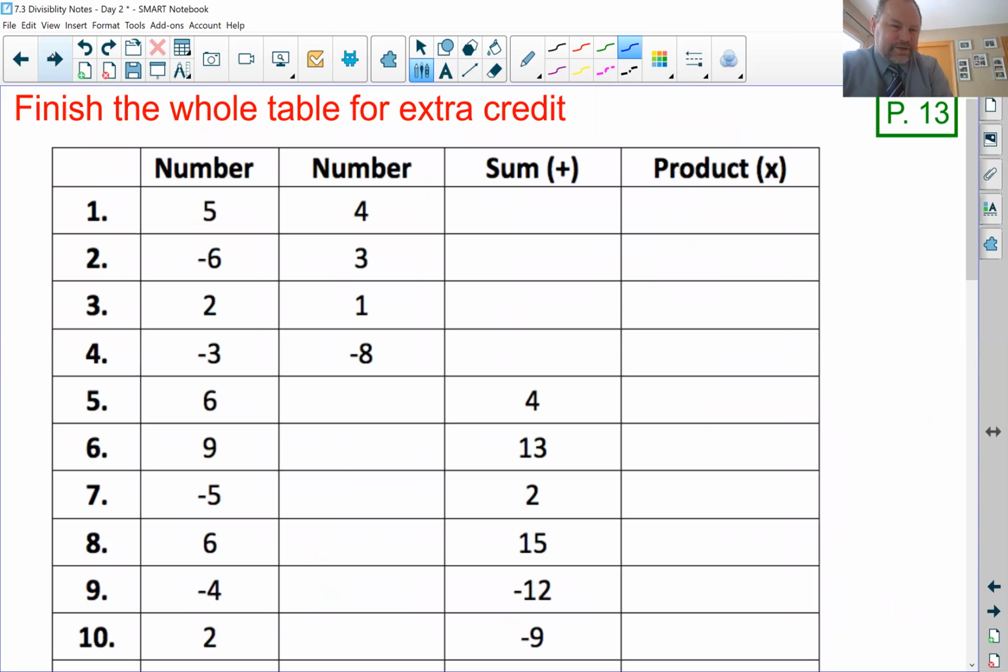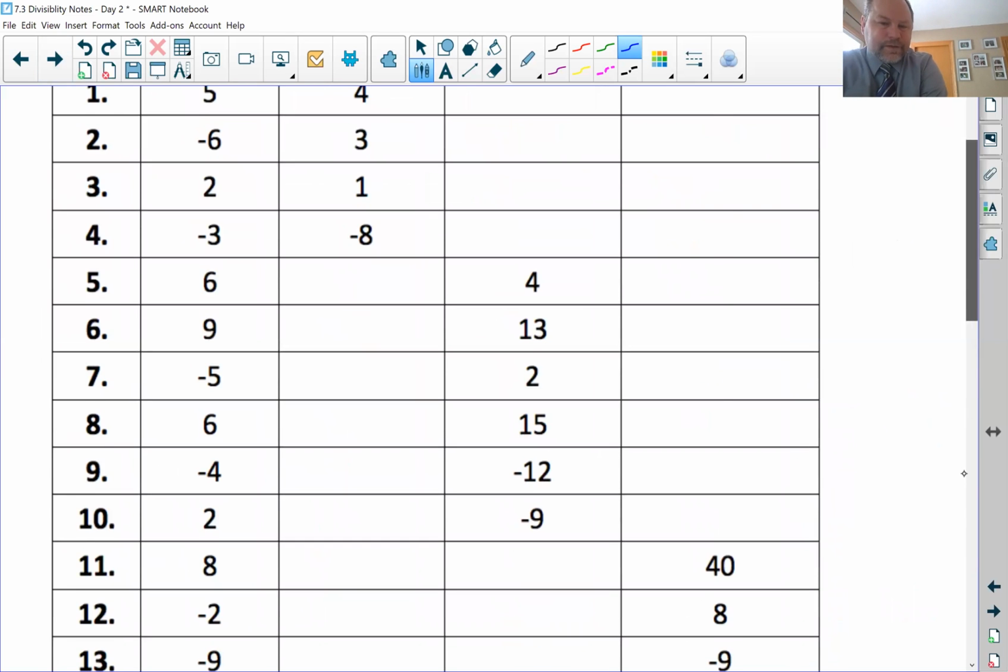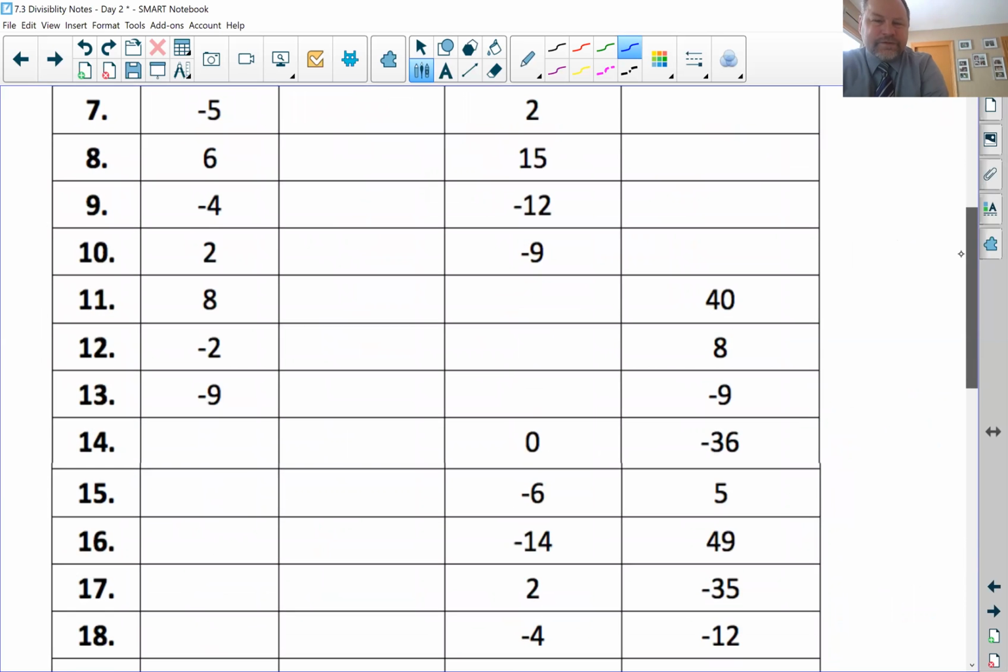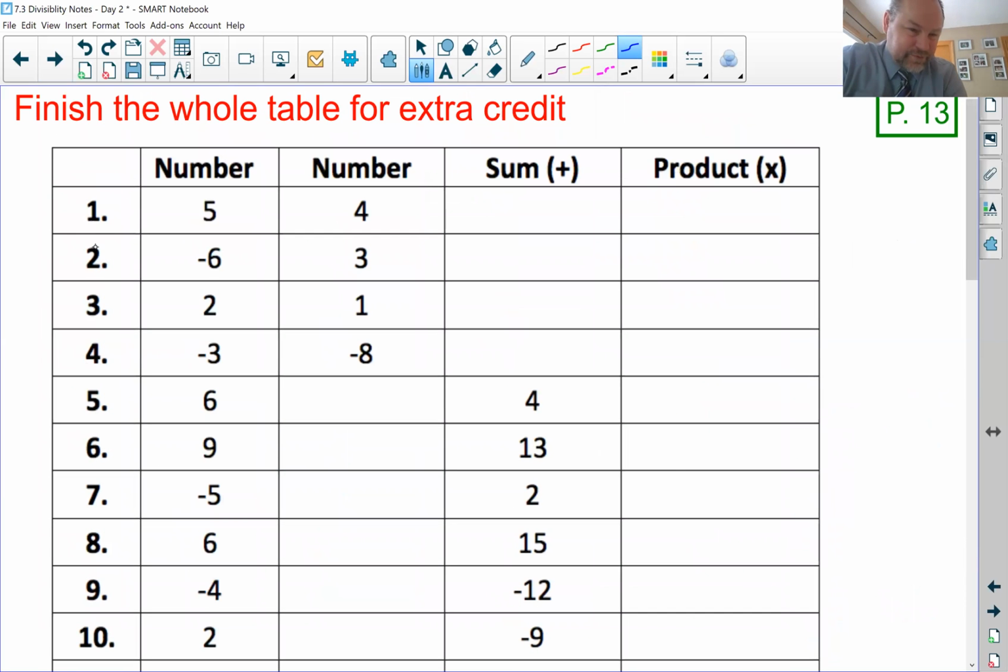All right, so like I said, here's the whole table. The ones that we did, just look for the number, and you'll be able to fill that in on the extra credit sheet.